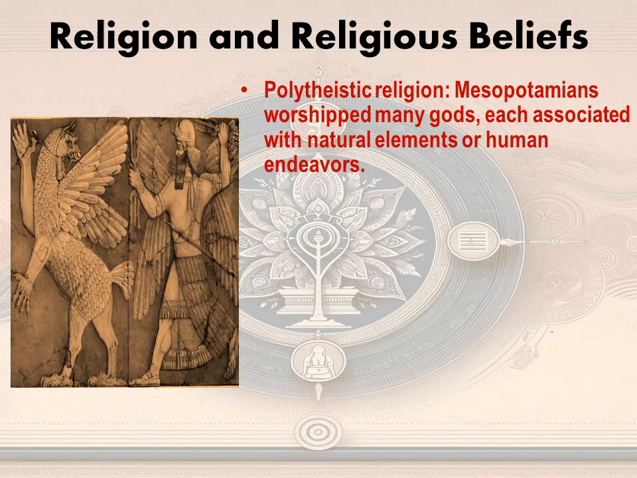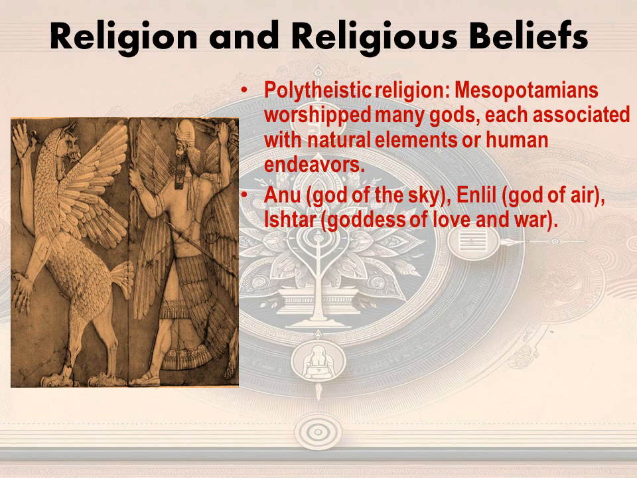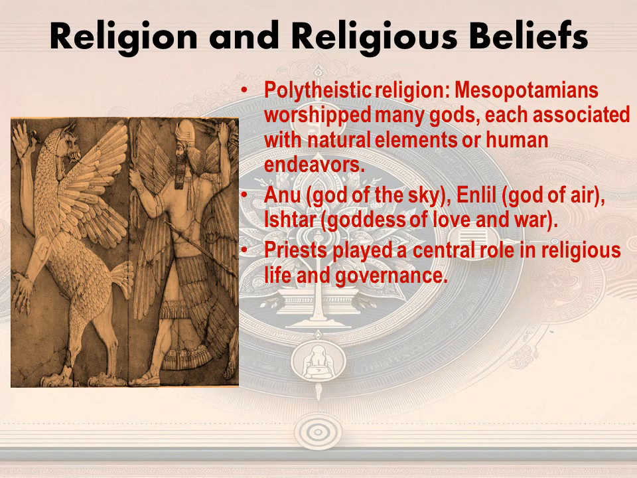Natural elements means air, water. So there was a god of air, there was a god of water, there was a god of sky. This means that each god had associations with natural elements. Anu, god of sky; Enlil, god of air; Ishtar, goddess of love and war. All these are important gods of the Mesopotamian culture.